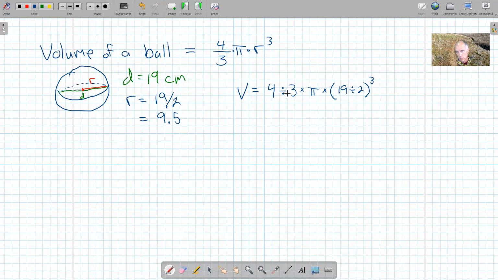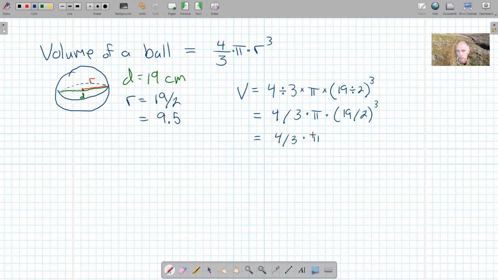Some calculators show this as the division key, others show a slash. It kind of depends. So this could also be typed as 4/3 for divide, and then times pi, and then times parentheses 19/2, close parentheses, 3rd power. Parentheses are absolutely vital here because I want to cube the whole fraction. That should give me the same results as the decimal version.